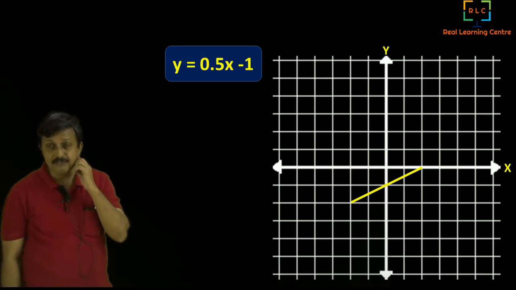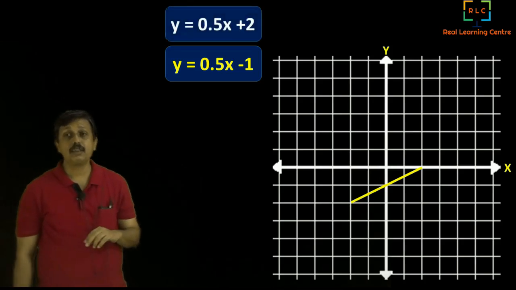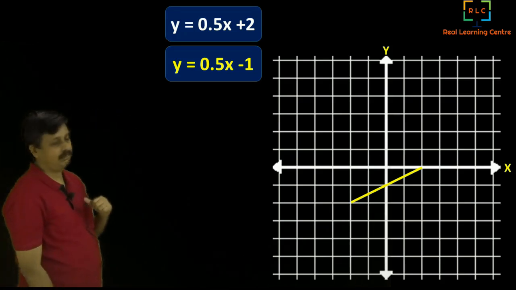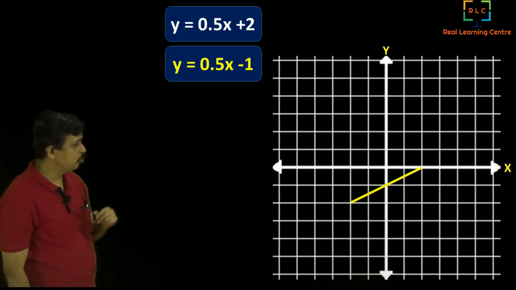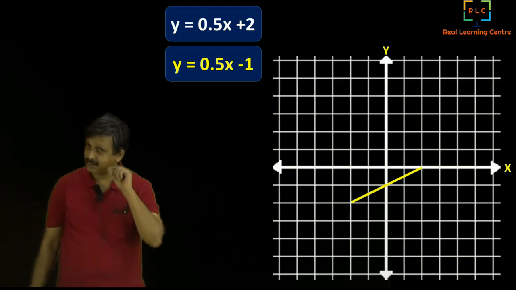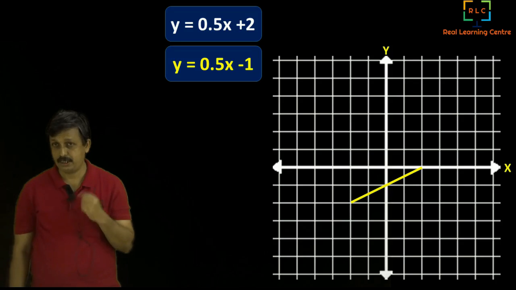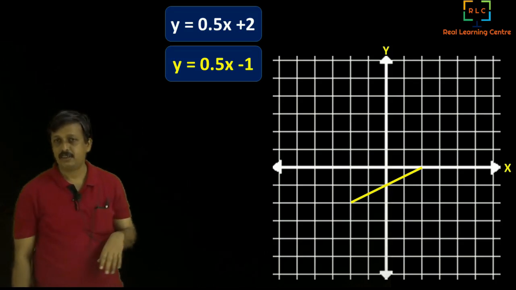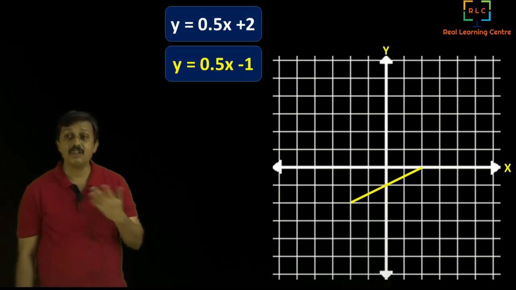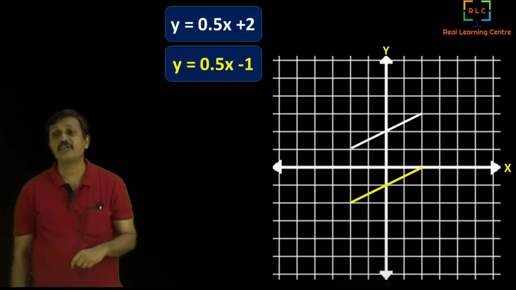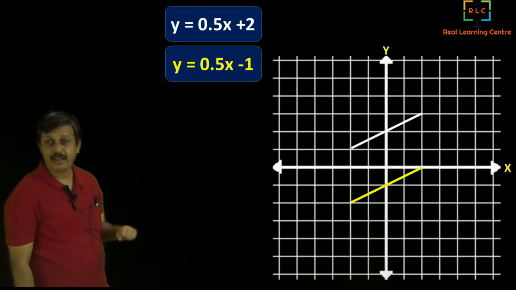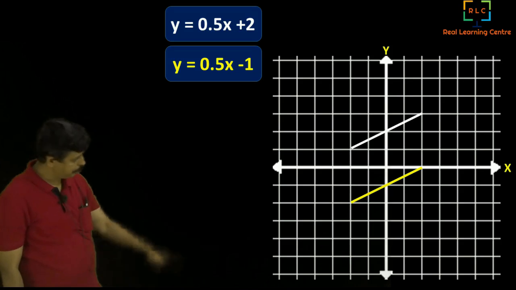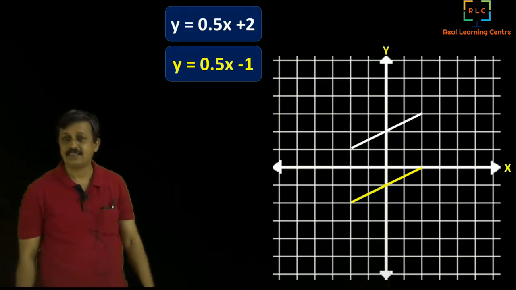Now, if I try to plot y = 0.5x + 2, how does it look? I will suggest you pause here and try to plot it yourself if you don't already know about it. Give values for x and find the values for y. Once you join all of them, you are going to get a line like this.